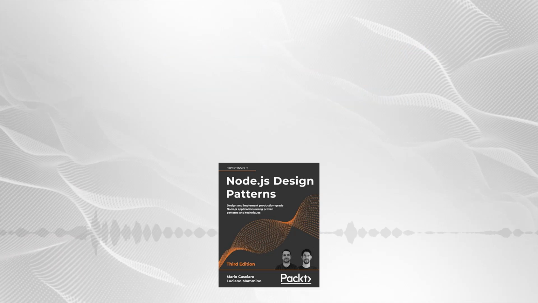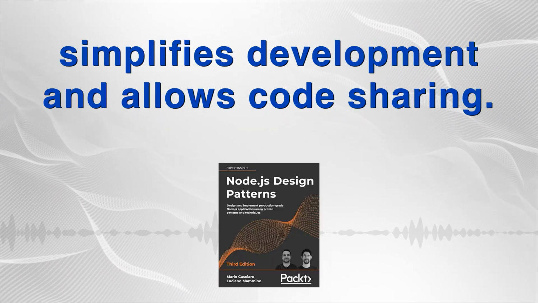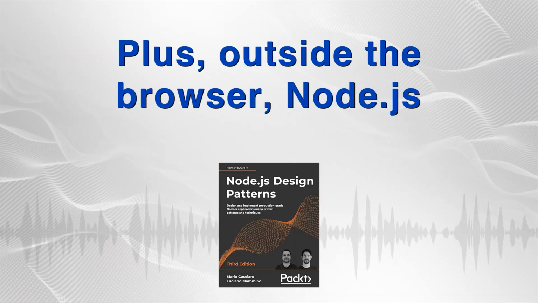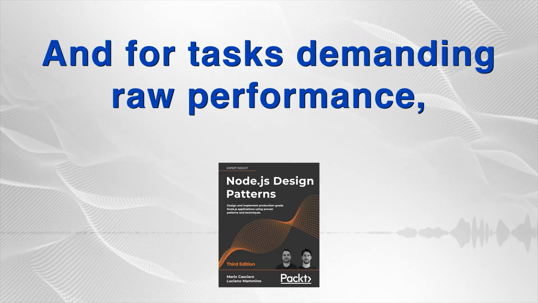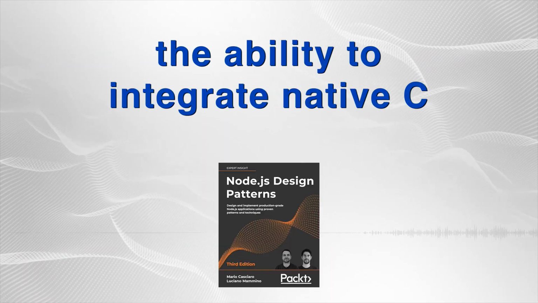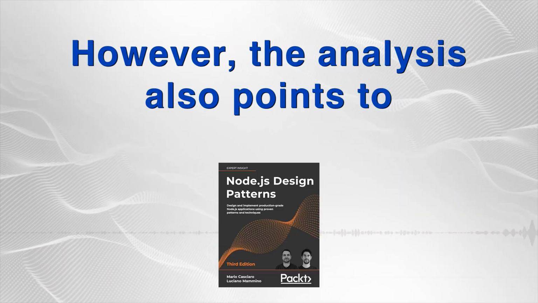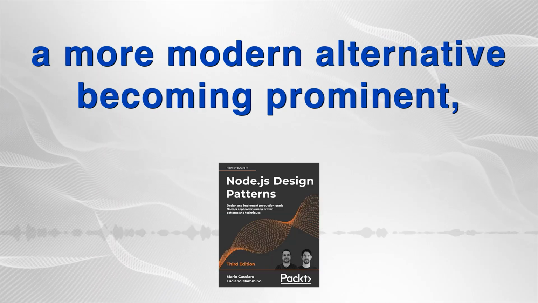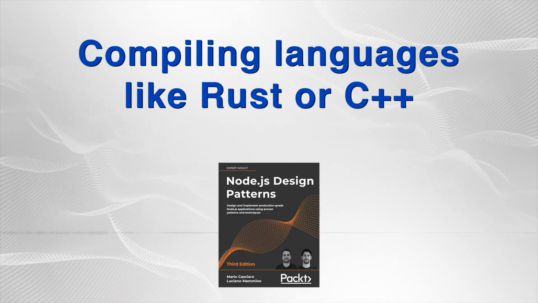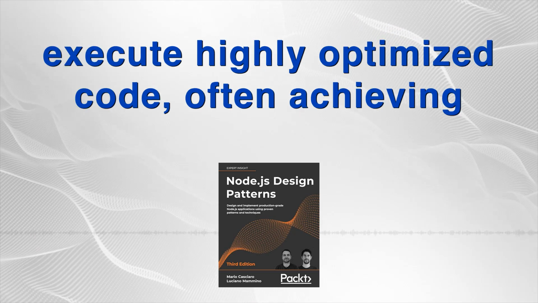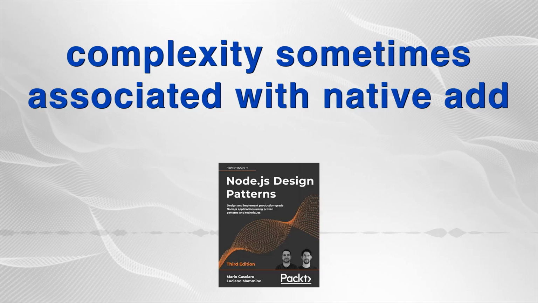And looking at the language itself, JavaScript, the obvious advantage discussed is the universal stack, using the same language on the client and server, which simplifies development and allows code sharing. Plus, outside the browser, Node.js grants full access to OS services through modules like fs for files or net for networking. And for tasks demanding raw performance, the ability to integrate native C or C++ code using the N-API is still very relevant. However, the analysis also points to a more modern alternative becoming prominent: WebAssembly, or WASM. Compiling languages like Rust or C++ to WASM lets the JavaScript VM execute highly optimized code, often achieving near-native performance without the build complexity sometimes associated with native add-ons.